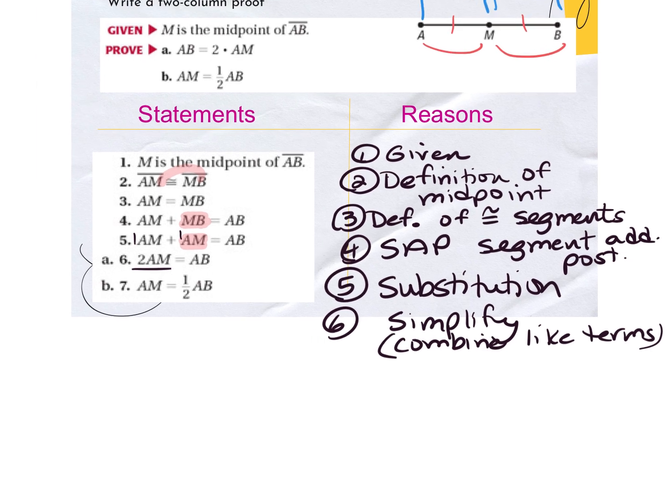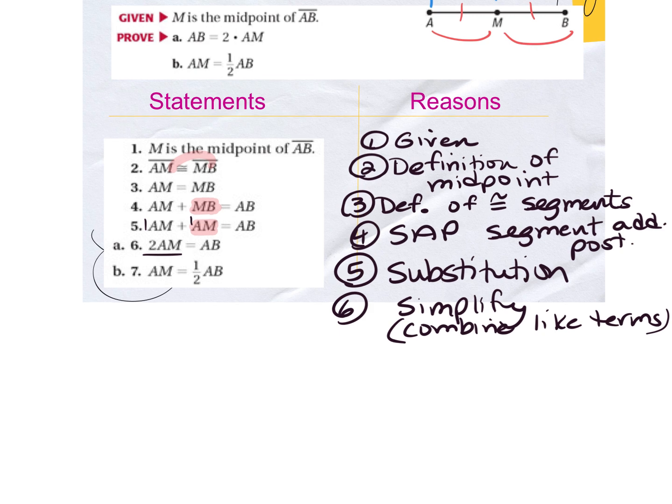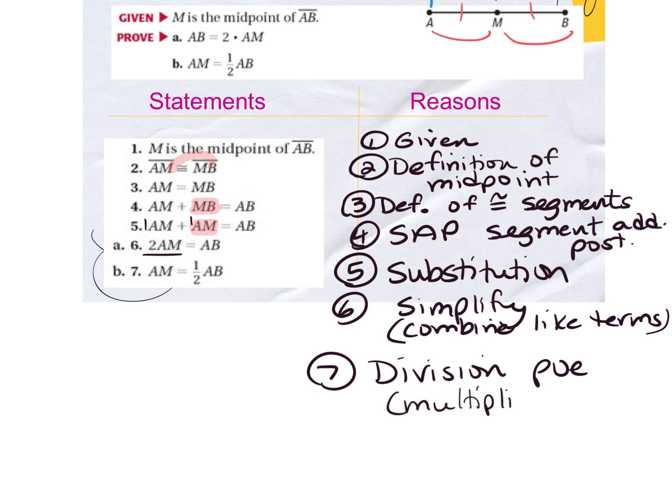And then lastly, to go from step 6 to step 7, they divided both sides by 2, and that's how they got step 7. So the division property of equality. If you wanted to say that it was multiplication because they multiplied by the reciprocal, I would also accept multiplication.